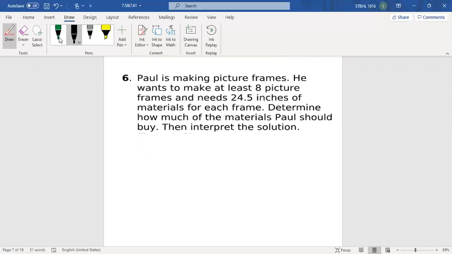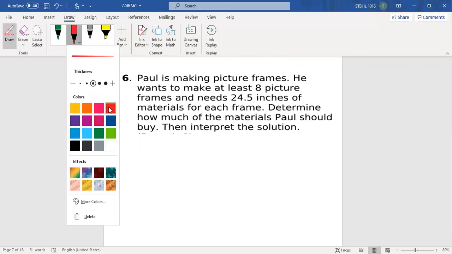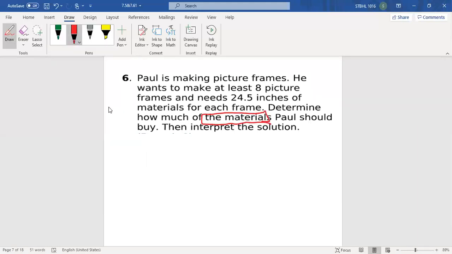Again, what are you wondering about? To find how much of the material. From the question, you can guess the operation. For making a picture frame, we want to make at least. Where is the keyword that will help me write the inequality? At least, which is indicated by more than or equal. At least how many pictures? It's 8.